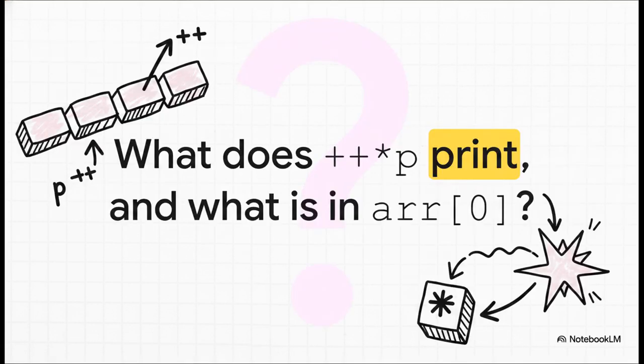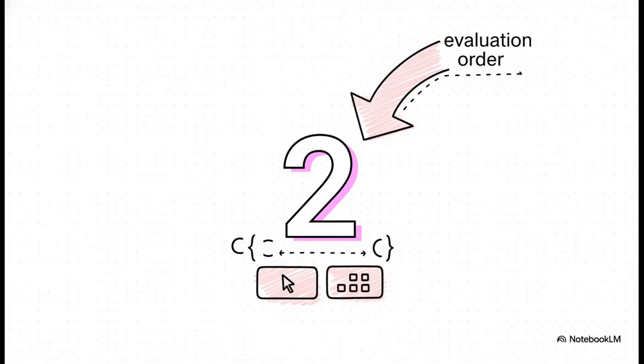Okay, round 2. Now we've switched it up. We're using the prefix increment operator. The plus plus is before the star P. It seems like a tiny change, but trust me, it has a huge effect on what gets printed and what's left behind in the array. And this time, the answer is 2.